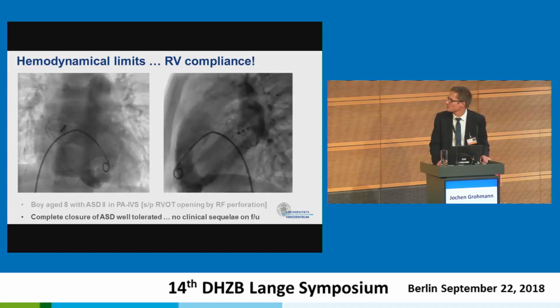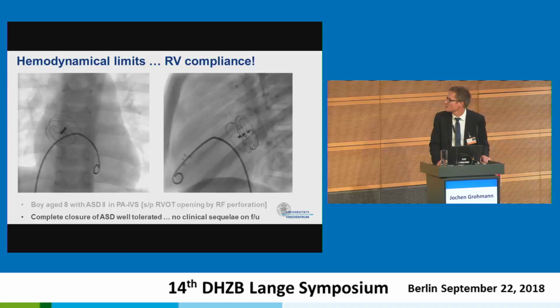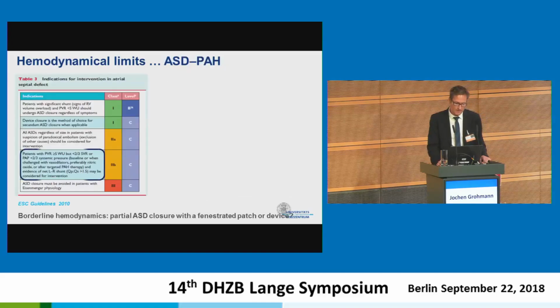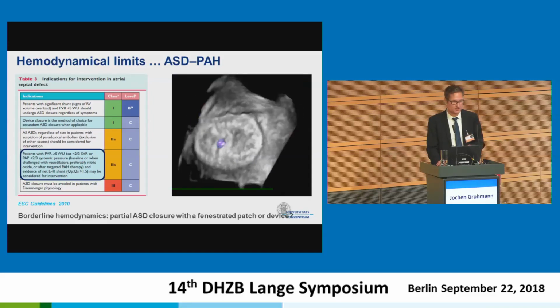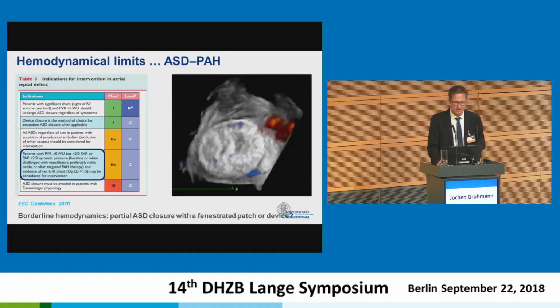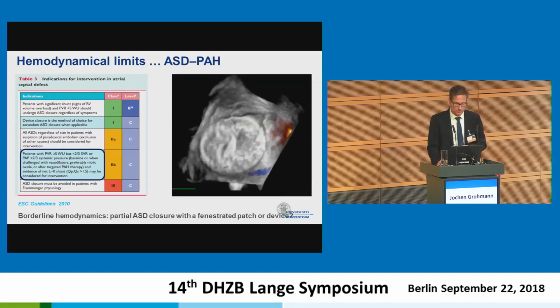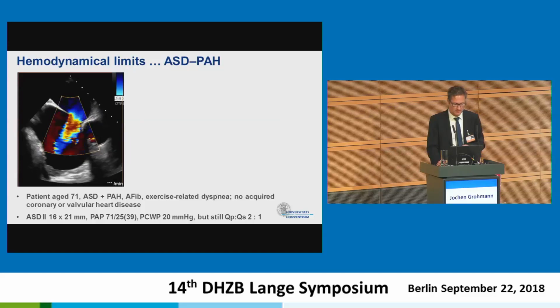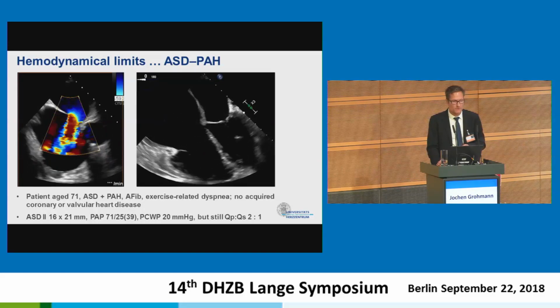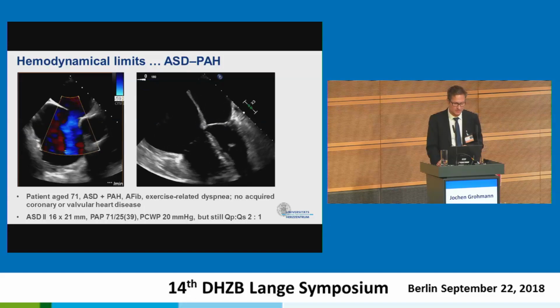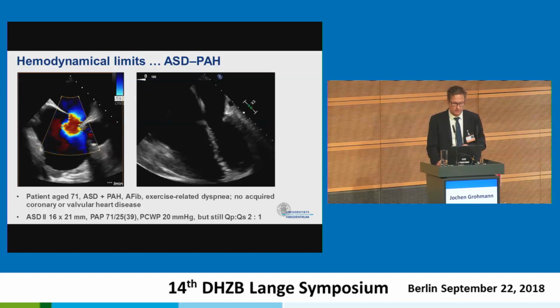The complete closure of the defect was well tolerated, with no clinical sequelae at follow-up, but it can be worse, and you have these borderline hemodynamics, patients where it's maybe not allowed to close the hole completely, and a fenestrated patch or device may be a good solution, as we had in this patient here, 78 years old, ASD with pulmonary arterial hypertension and atrial fibrillation as well.